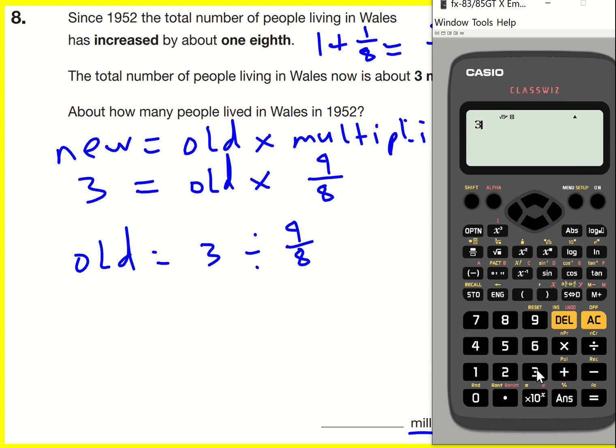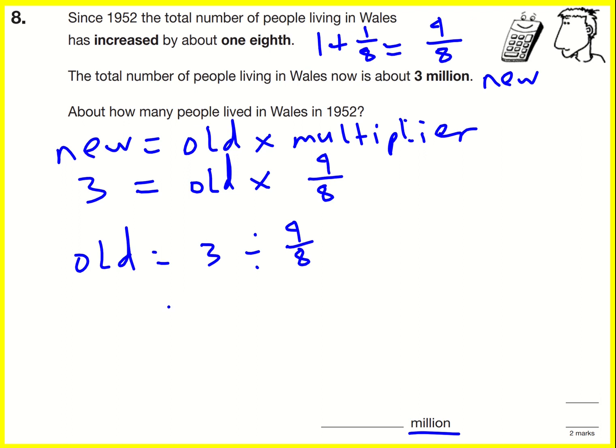So I'm going to do 3 divided by 9/8. You could do this in theory without a calculator. You could keep, change, flip and times it by 8/9. Okay, all right, let's not go there. I'm just going to divide by 9/8, and I get 8/3, or 2.6 recurring million, which I'm then going to round to one decimal place. I've written the full answer. Let's round it: 2.7 million.